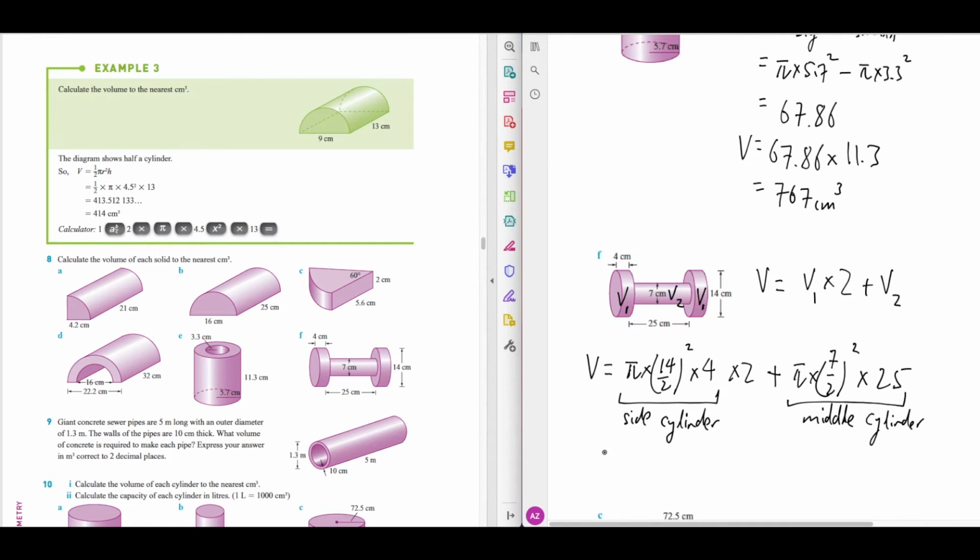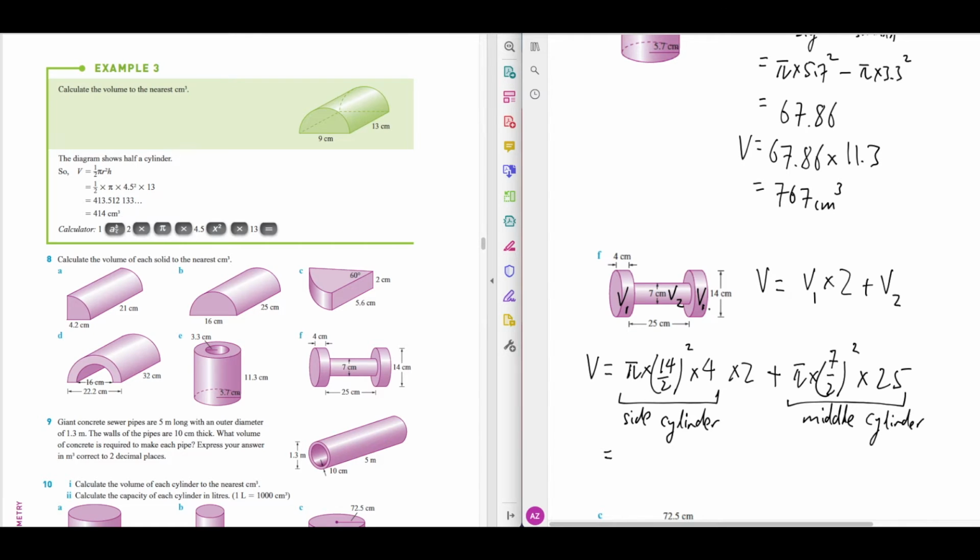So then just type this into your calculator and you get your answer. Hopefully this makes sense, even though I've done the whole thing in one go, but I'm going to explain it to you again. To find the volume of this whole shape, you need to find the volume of the two side cylinders, so V1 and V1, and then you also have to work out the cylinder that's in the middle.